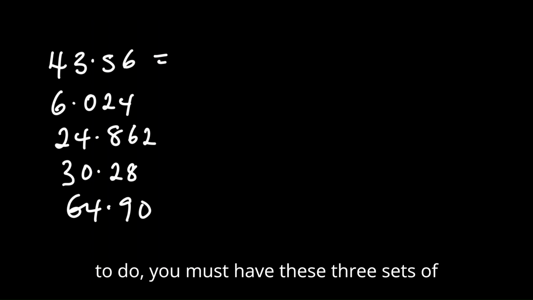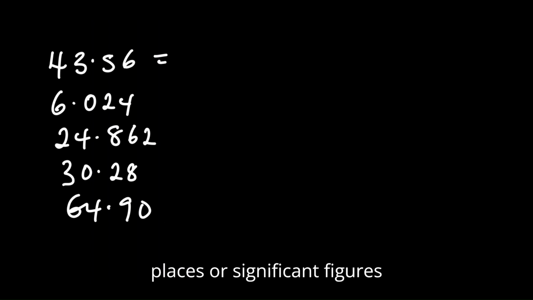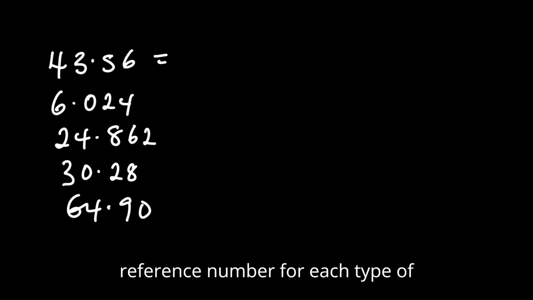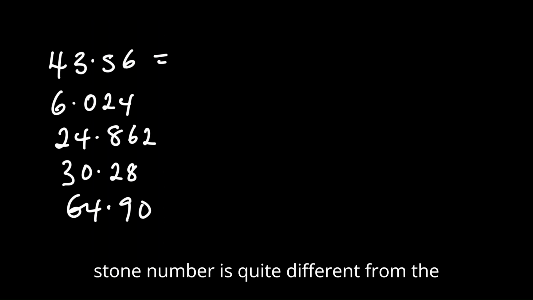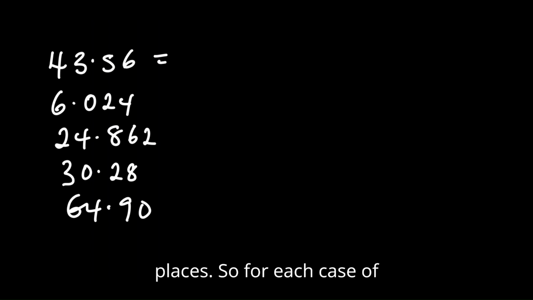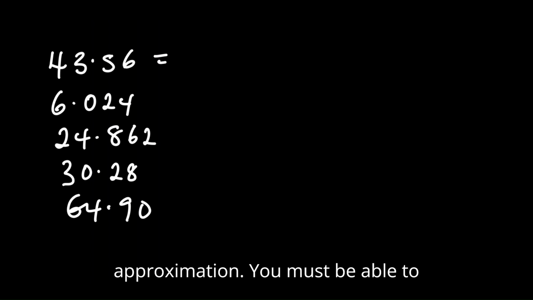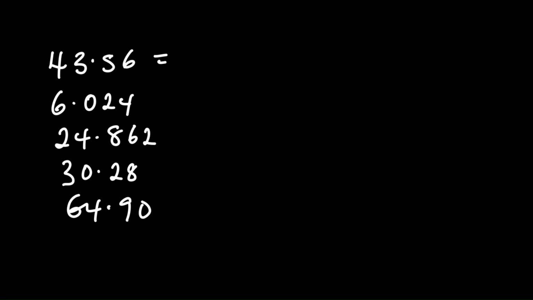you must have these three sets of rules in your mind. The first thing to do in any form of approximation, be it whole number, decimal places, or significant figures, is to identify the reference number. And remember that the reference number for each type of approximation differs. So the reference number for approximation to the nearest whole number is quite different from the reference number of approximation to significant figures and decimal places. So for each case of approximation, you must be able to identify the reference number, and after identifying the reference number, the rules hold for all of them, the remaining two rules.